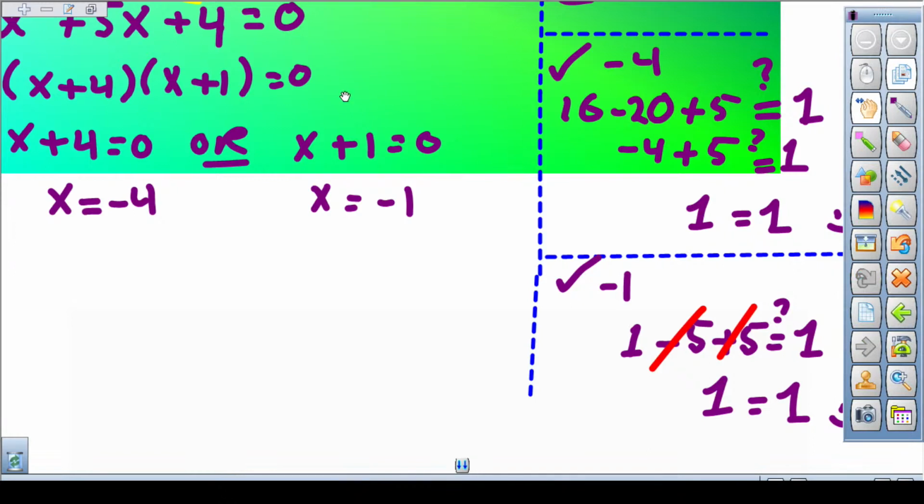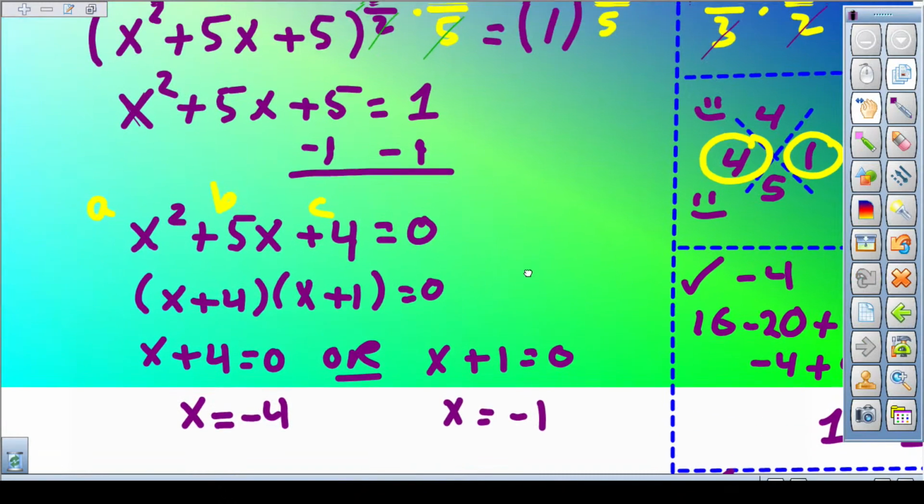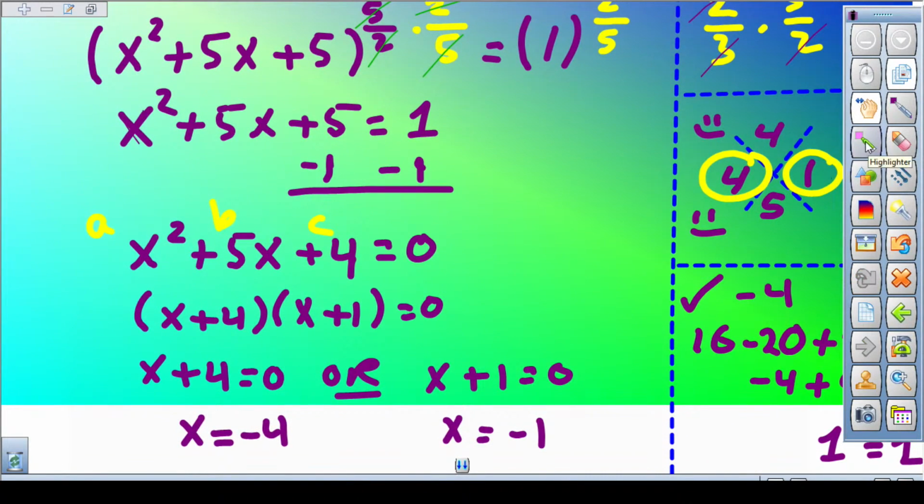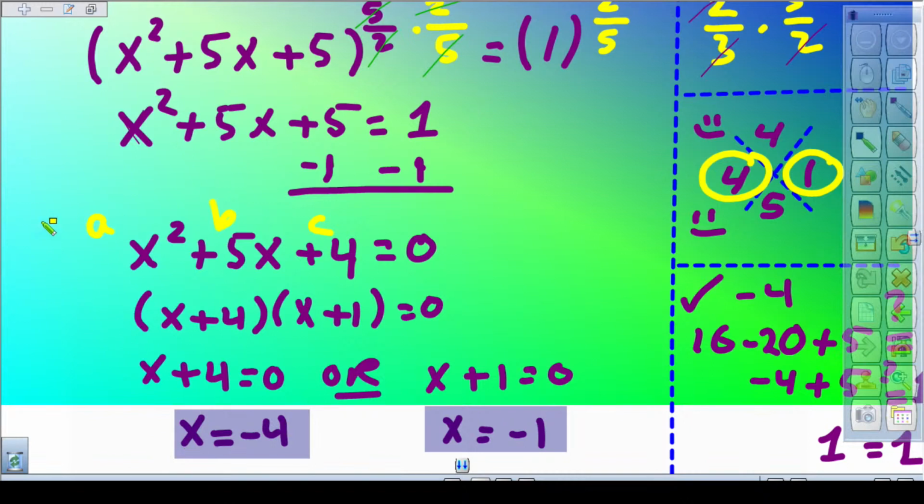Both of them work. And that's why we come here and confidently claim these are our solutions, and both are working. We are happy with them, and we're going to keep these solutions. x equals negative 4 is a solution, and x equals negative 1 is also a solution. Both of them should work for me. Okay.